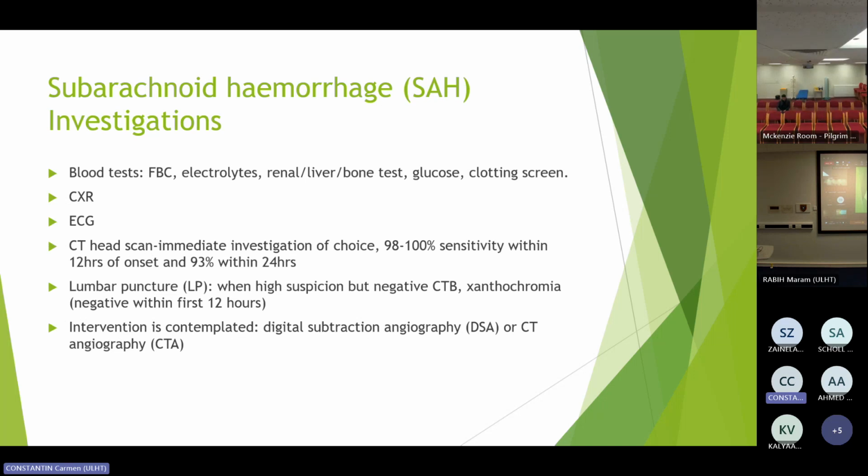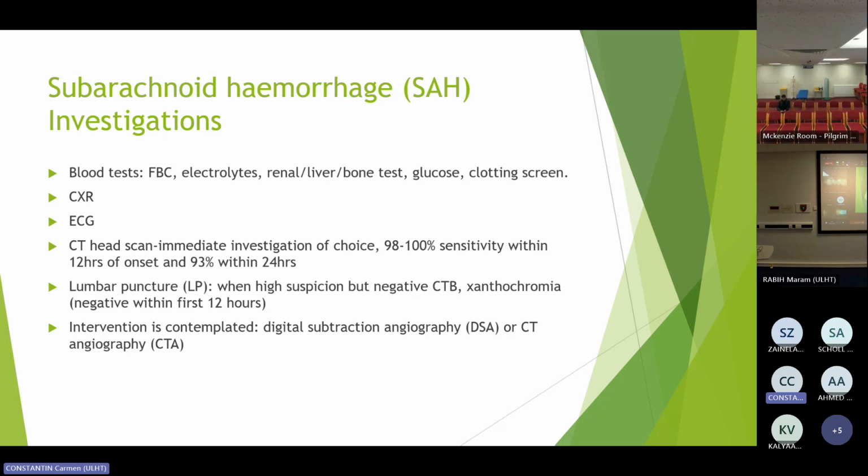And what are the standard investigations? So standard blood tests, at least an ECG, a chest X-ray to explore the possibility of aspiration. CT head scan is a very good test and is the investigation of choice. We've been using CT for so long, but plain CT head scan has quite high sensitivity. You can see 98 to 100% within 12 hours of onset, and 93%, so dropping sensitivity, within 24 hours.